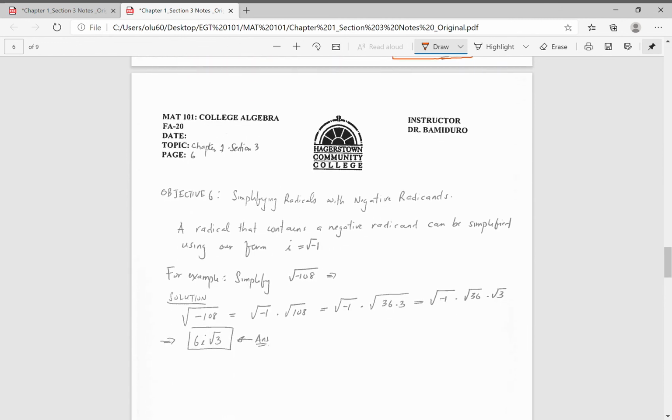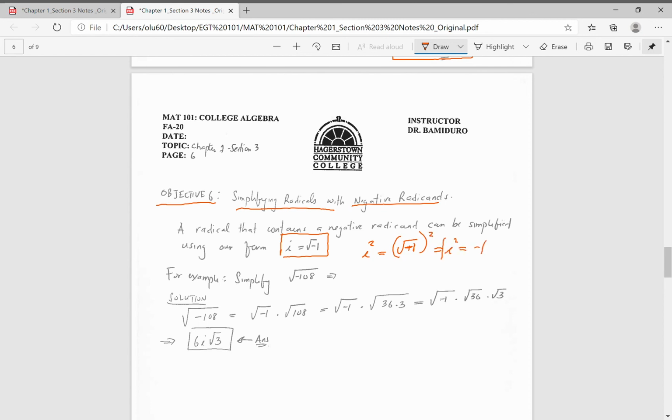As we're wrapping up with objective 6, we want to be able to simplify radicals with a negative radicand. In this case, again, i equals the square root of -1. If I were to square both sides, the square of the square root of -1 equals -1, that's i squared equals -1. So there's a relationship between i equals the square root of -1 and i squared equals -1. Keep that in mind.